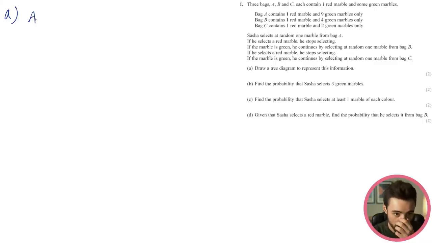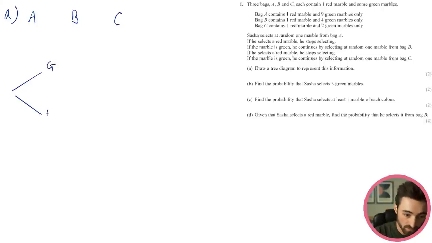So on the left here, I'll have bag A. Then he does his stuff. He then goes to bag B. And then he picks or carries on, and then goes to bag C. So we can see that it's going this way in a nice ordered fashion. So he starts at bag A. What can happen? He can either get a green or a red. So it's going to be G, R.